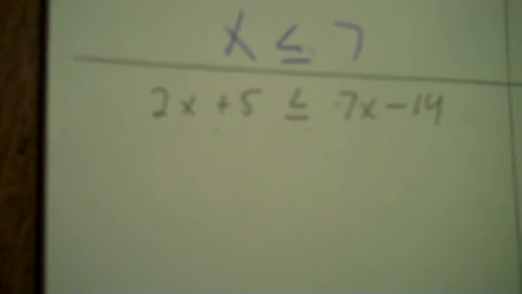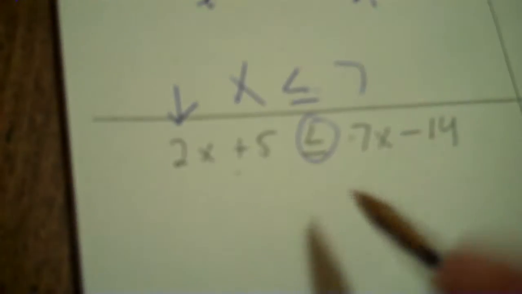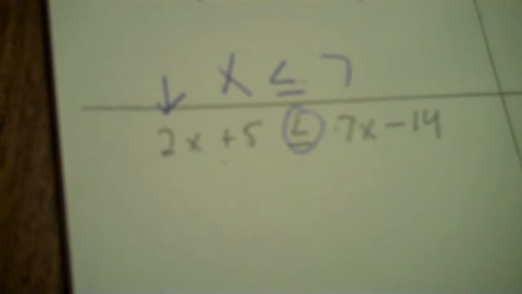Okay, 2x plus 5 is less than or equal to 7x minus 14. Now you got x's on opposite sides, so pick one to get rid of. I usually pick the smaller one as long as I have a number over there to cover it, which I do, a 5. Okay, you don't know what you're going to do with your sign until you've simplified so that there's only a single x term.